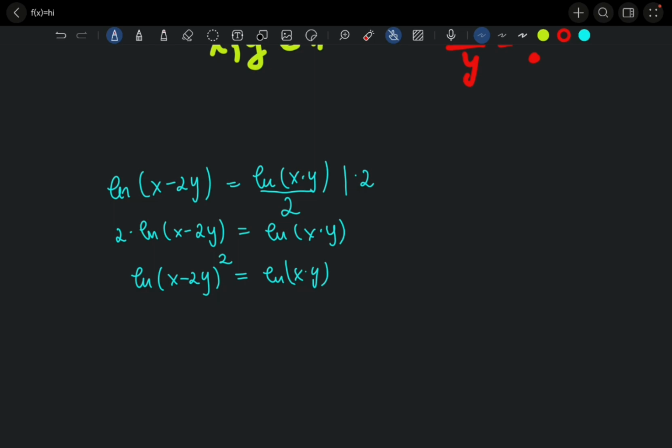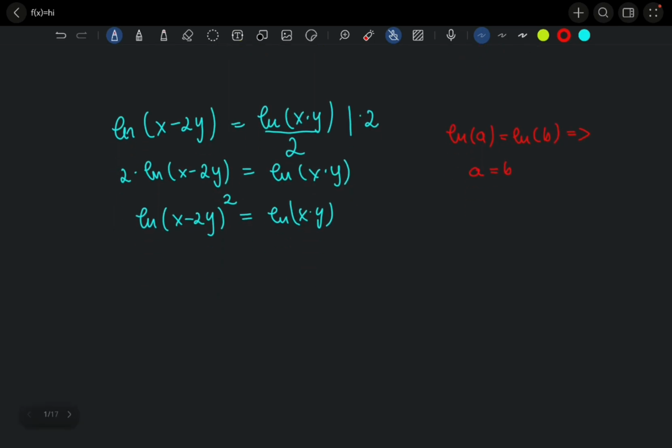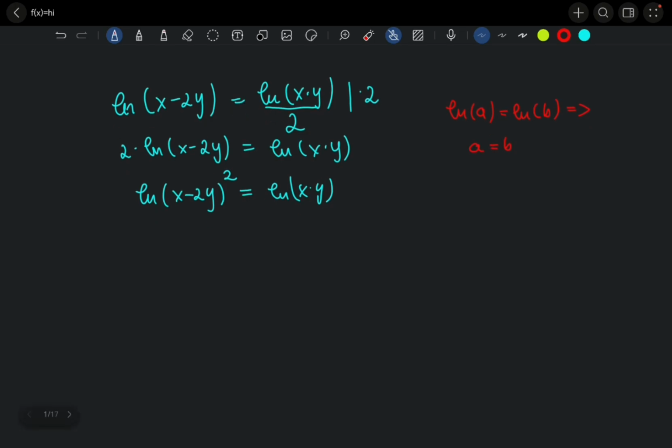Now we know that the natural log function is an injective function. That means if the natural log of a is equal to the natural log of b, this implies that a must be equal to b. So by using this property of the natural log on our expression, we get x minus 2y whole squared being equal to x times y.